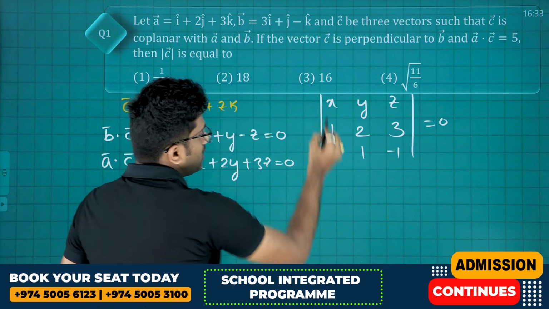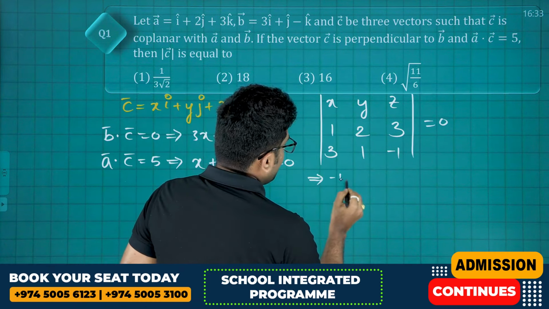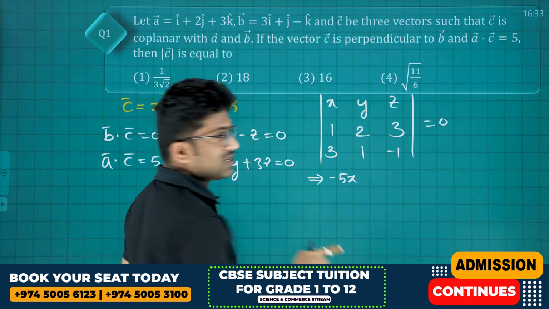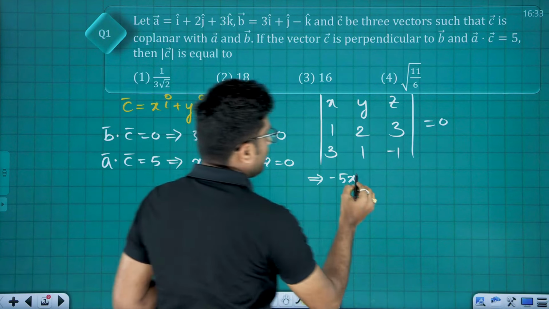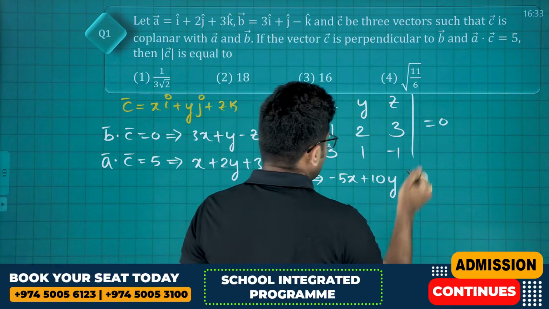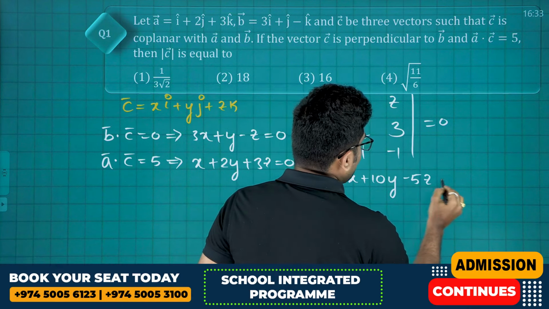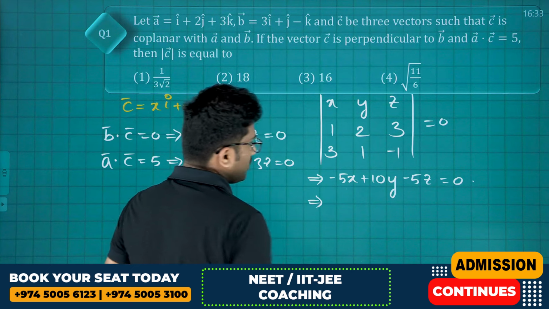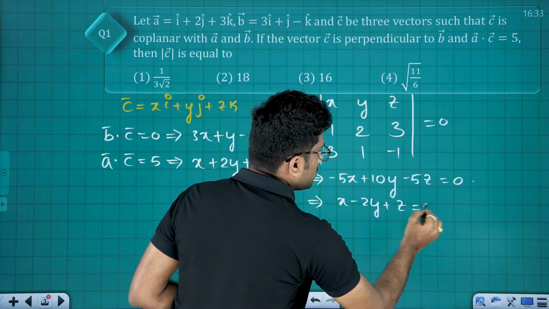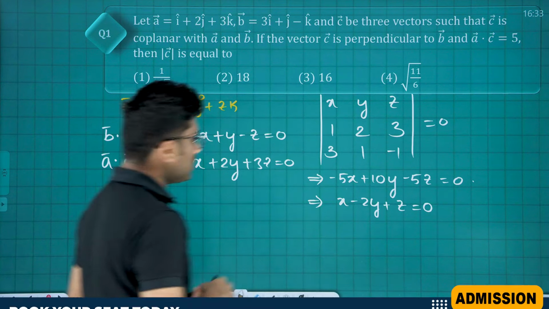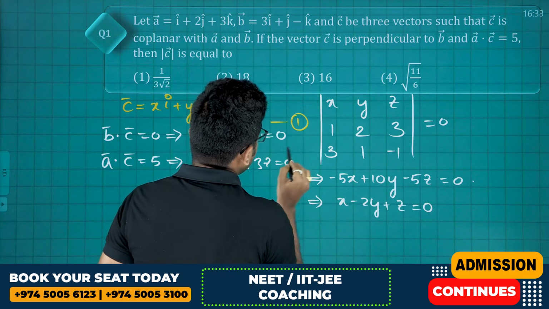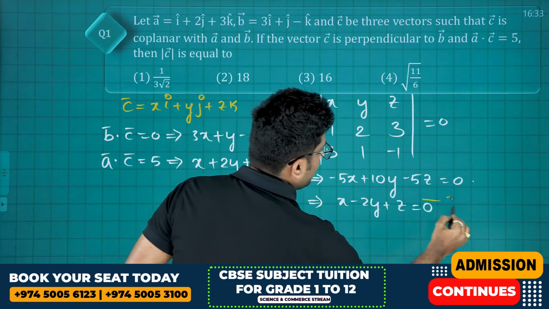So from here friends, x into minus 2 minus 3, that is minus 5x. Next, y of minus 1 minus 9, that is minus 10, but minus of that is plus 10y. z of 1 minus 6 is minus 5z, equal to 0. Take minus 5 common, so x minus 2y plus z is equal to 0. This is equation 3. Now see friends, let this be equation 1, equation 2 and equation 3.